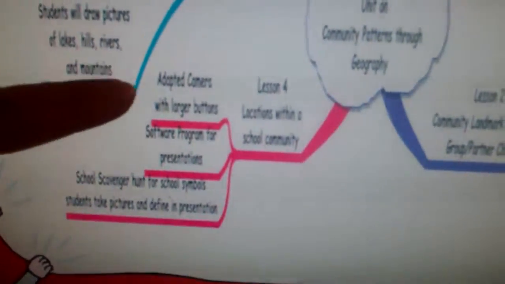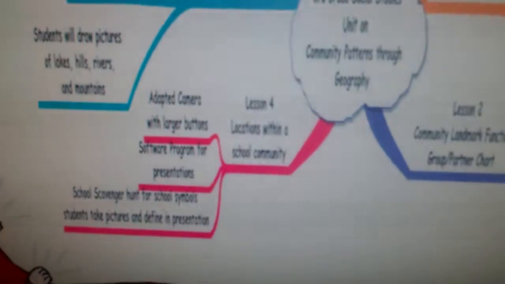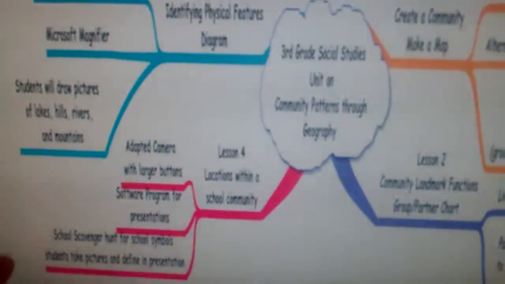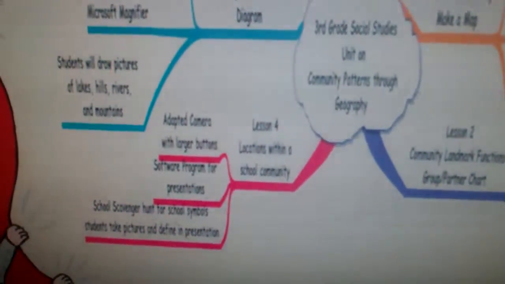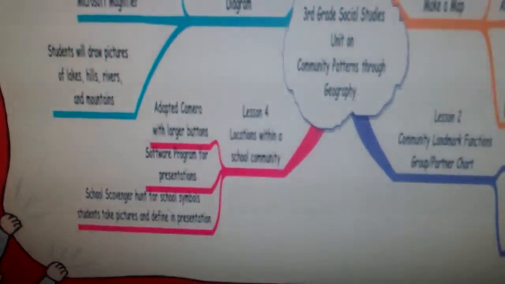Lesson number 4 will take 2 to 3 days. It's talking about locations within a school community. Students will be using an adaptive camera with larger buttons and a software program like PowerPoint to create a presentation. Students will go on a scavenger hunt around the school with parent volunteers or teacher assistants and hunt for school symbols. They'll take pictures using the adaptive digital camera, and then the teacher will upload those pictures and they will place them into a PowerPoint presentation to present for the class on day 3.